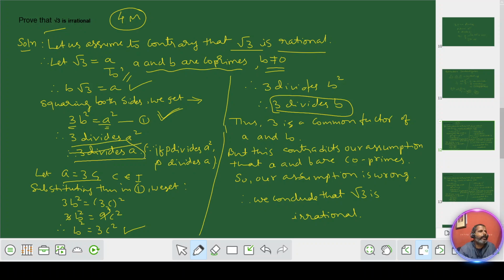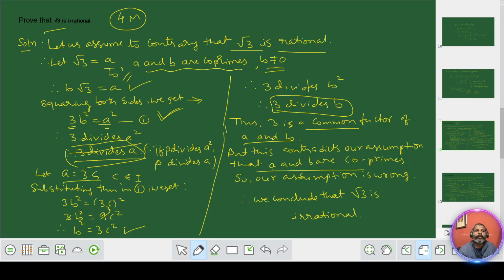Here observe: 3 divides a, 3 divides b. What was our assumption in the beginning of the problem? a and b are co-primes. They do not have any common factor. But 3 came out now as a common factor. So we write the statement: 3 is a common factor of a and b. But this contradicts our assumption that a and b are co-primes, which we assumed in the beginning. Once we get a common factor, a and b are not co-primes anymore.